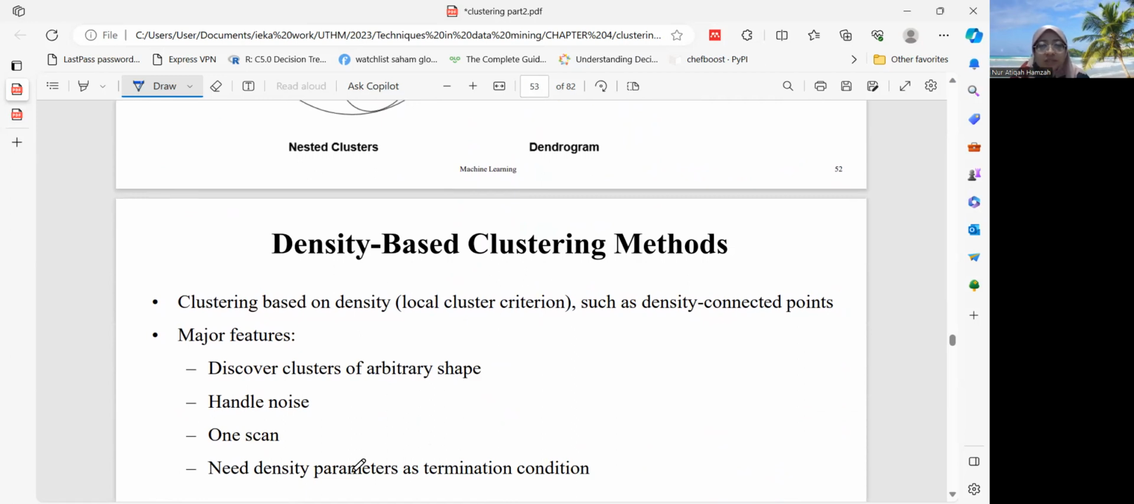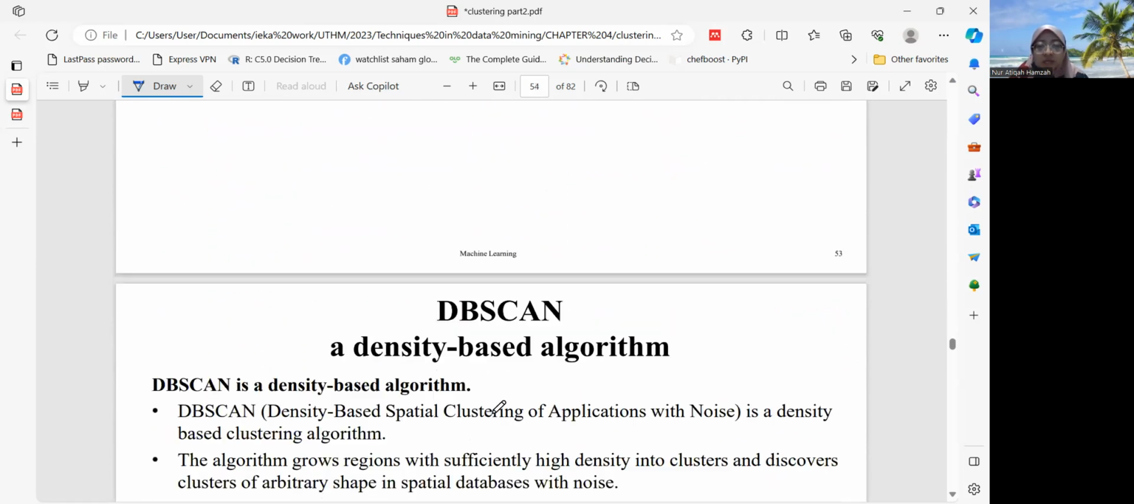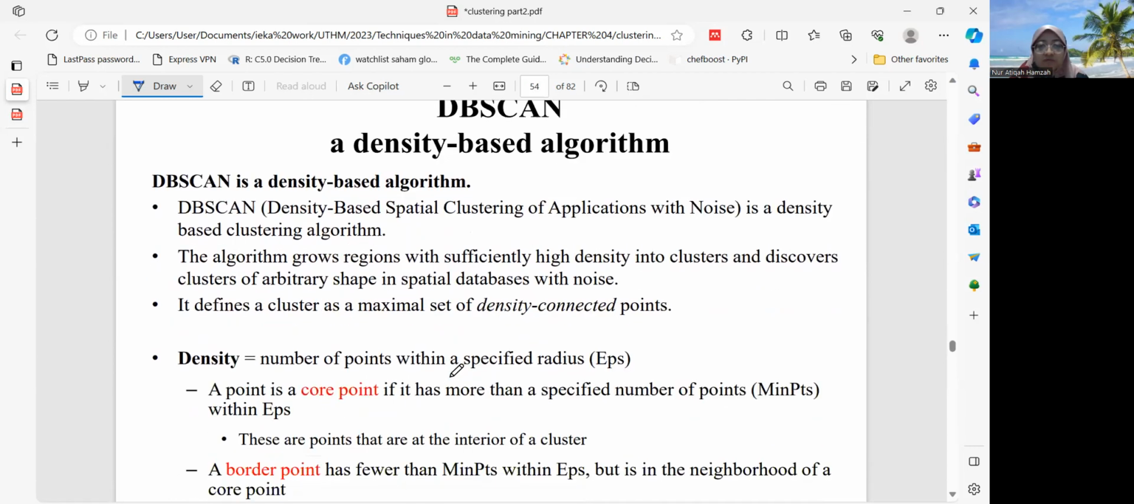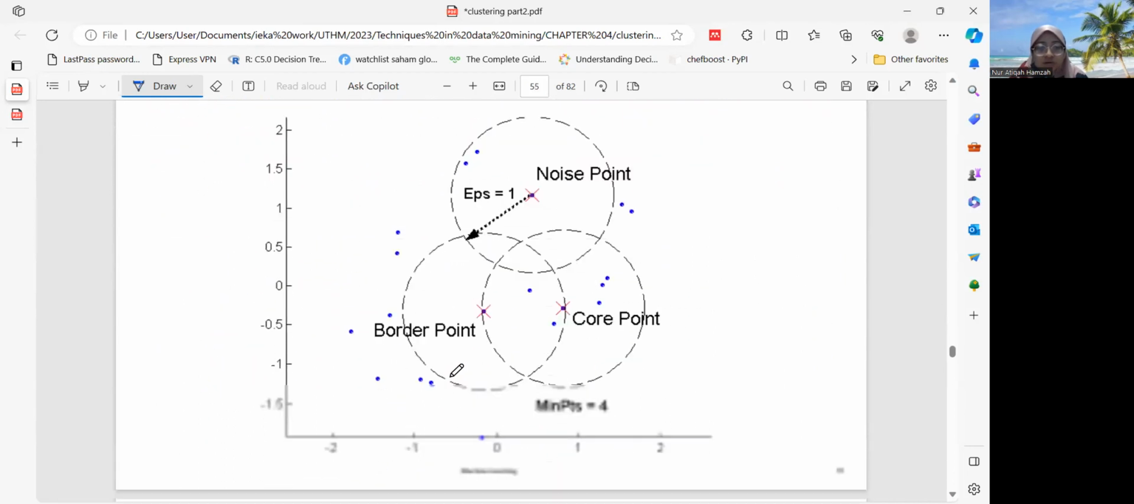Density-based clustering method: clustering based on density or a local cluster criterion, such as density-connected points. Major features of density-based clustering methods are that they discover clusters of arbitrary shape, can handle noise, need one scan, and need density parameters as a termination condition. You can read by yourself for density-based clustering algorithms.